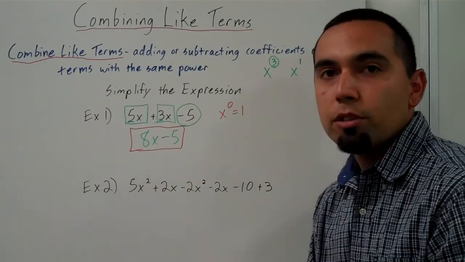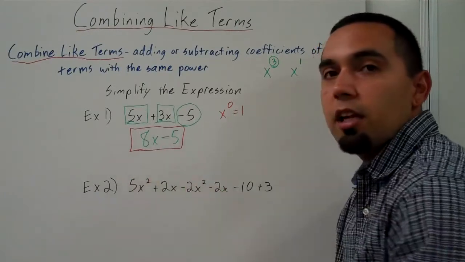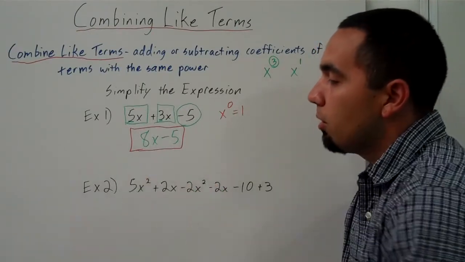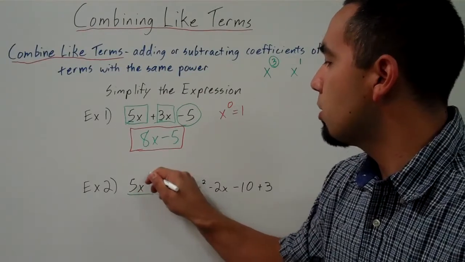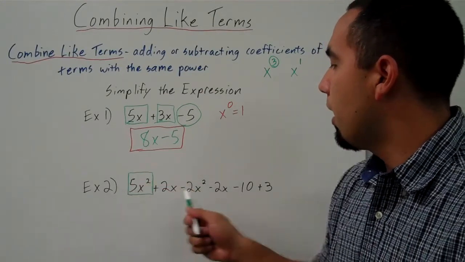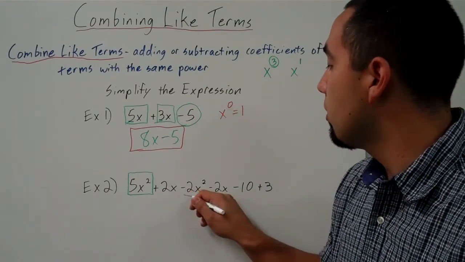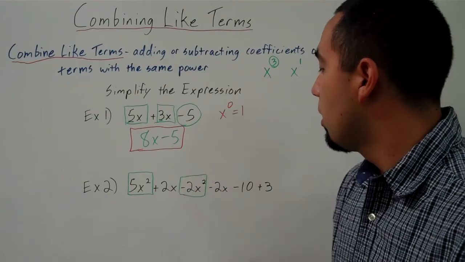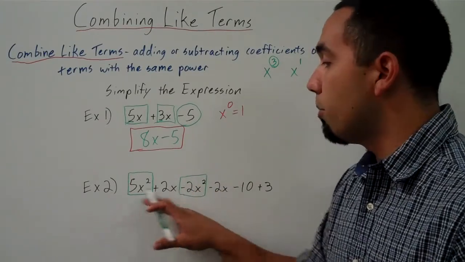So let's take a look at example 2. I'm going to start off doing the same exact thing. I'm going to look for my like terms, and I'm going to put something around them to make it more clear. So I'm going to start with the box with my x squared term, and then I see another x squared term here, so I'm going to do the same there. And I don't see any other x squareds, so I'm going to stop using the box.